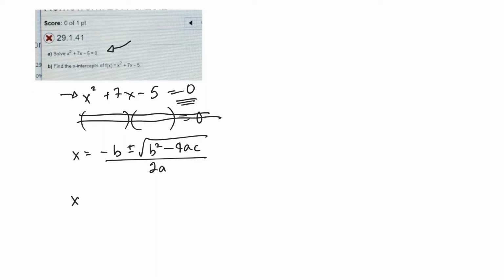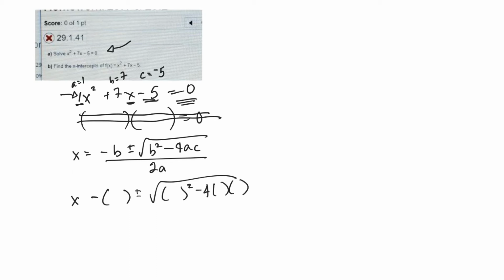Okay, so a is the number in front of the x squared, which in this case would be 1. So a is 1. b is the number in front of the x, so that would be 7. And c is the last constant number, or negative 5. Make sure you have all those signs right, otherwise trouble happens. So minus b plus or minus the square root of b squared minus 4 times a times c, all over 2 times a. Now let's plug numbers in.